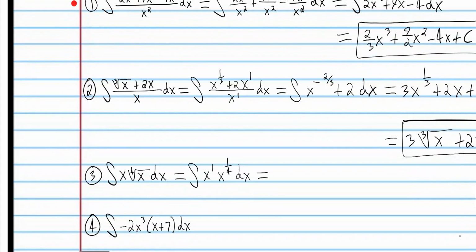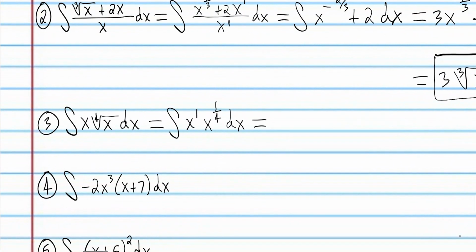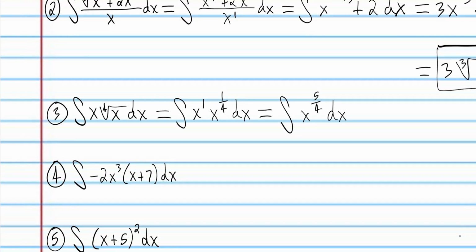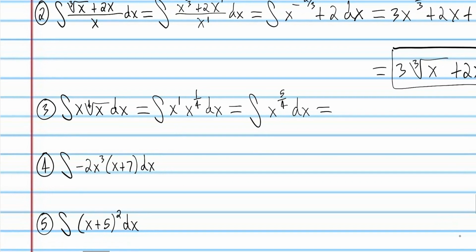Now of course I'm talking about my curriculum. The exponent rules might be numbered differently depending on what curriculum you're talking about, but in my curriculum this is exponent rule number 1, where we add the exponents because we're multiplying the powers, and we get x to the 5/4 power. So we have not found the antiderivatives yet. All we've done is just simplified the expression.